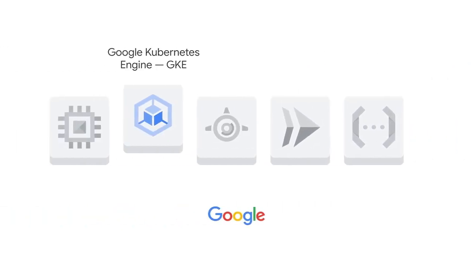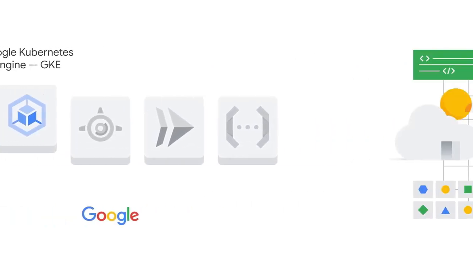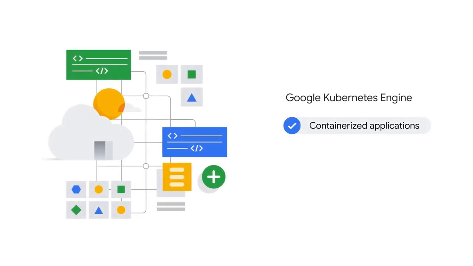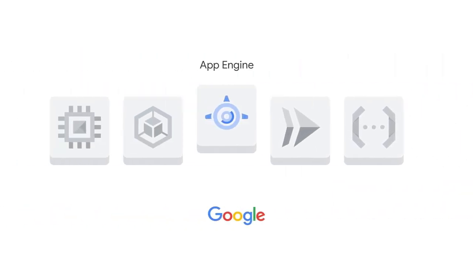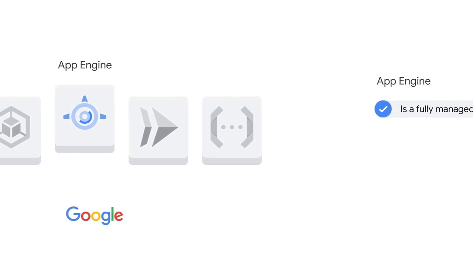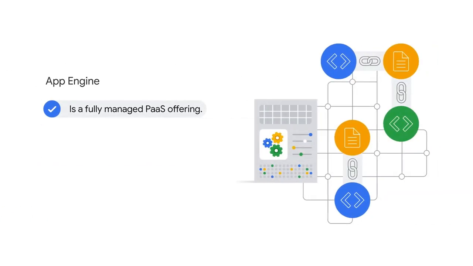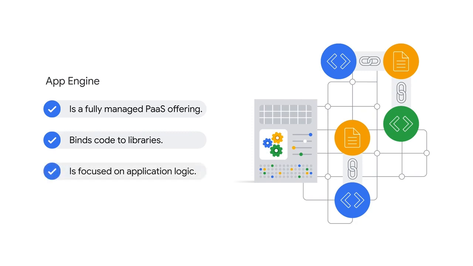The second is Google Kubernetes Engine, or GKE. GKE runs containerized applications in a cloud environment, as opposed to on an individual virtual machine like Compute Engine. A container represents code packaged up with all its dependencies. The third computing service offered by Google is App Engine, a fully managed PaaS, or Platform as a Service offering. PaaS offerings bind code to libraries that provide access to the infrastructure application needs. This allows more resources to be focused on application logic.